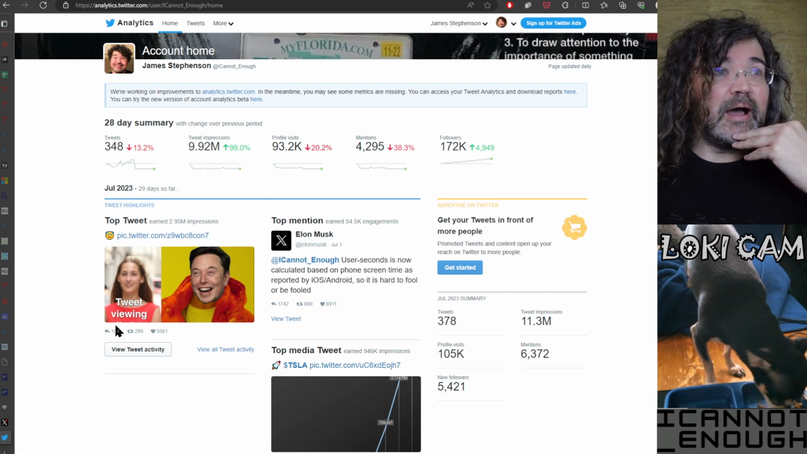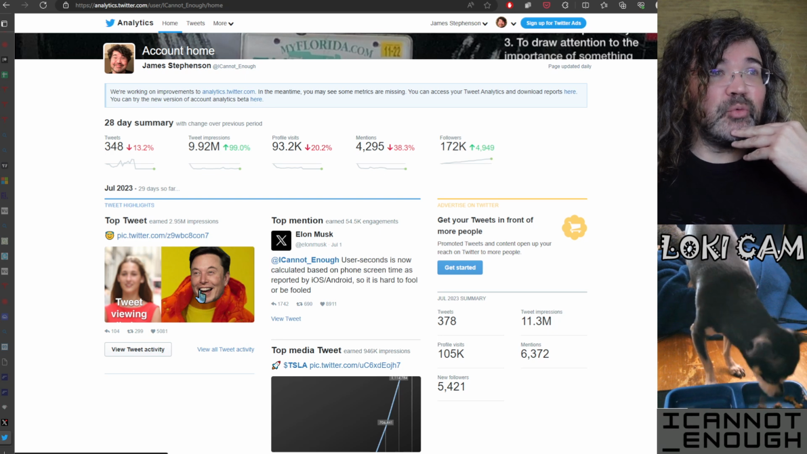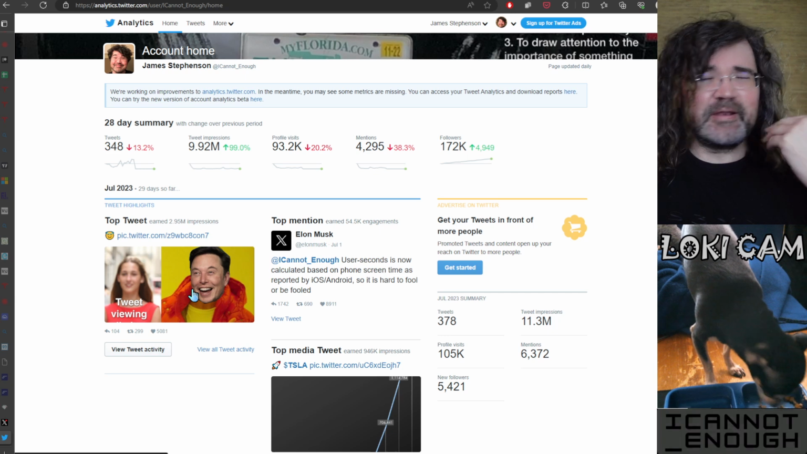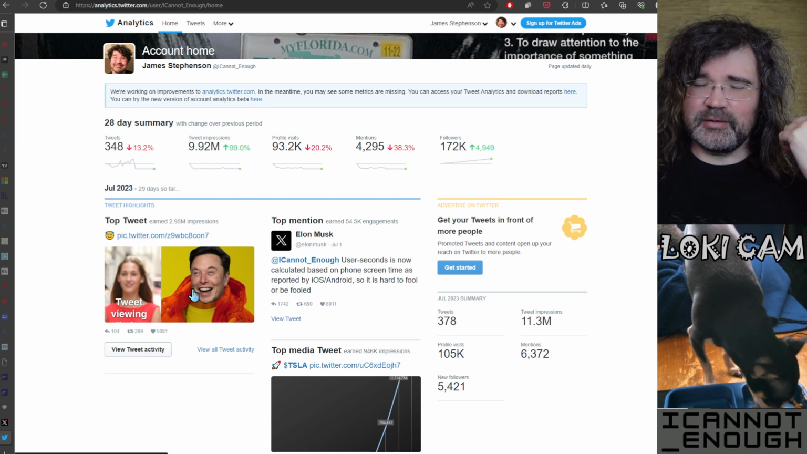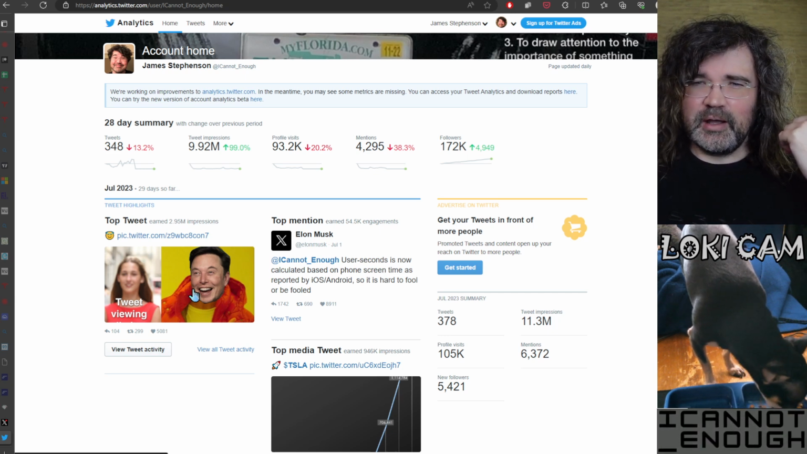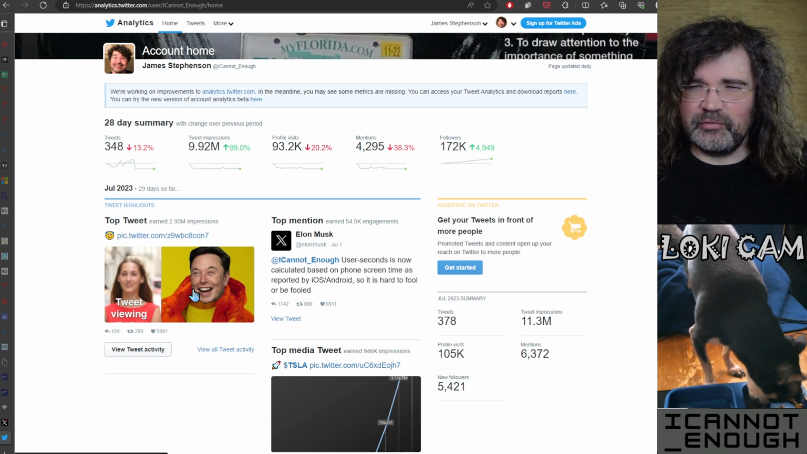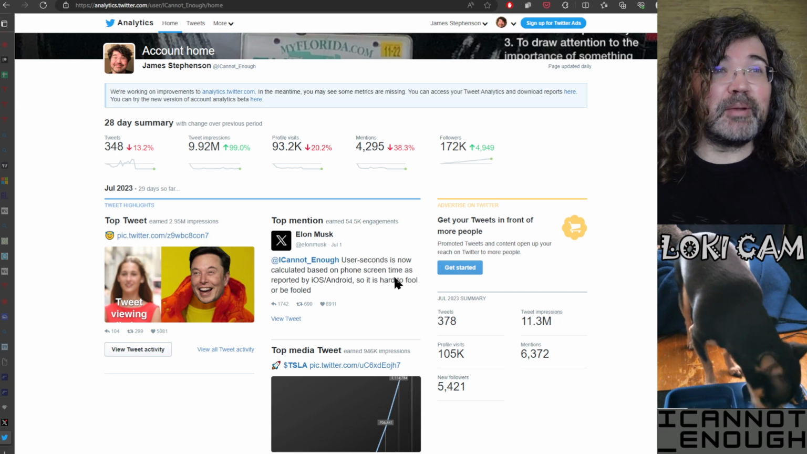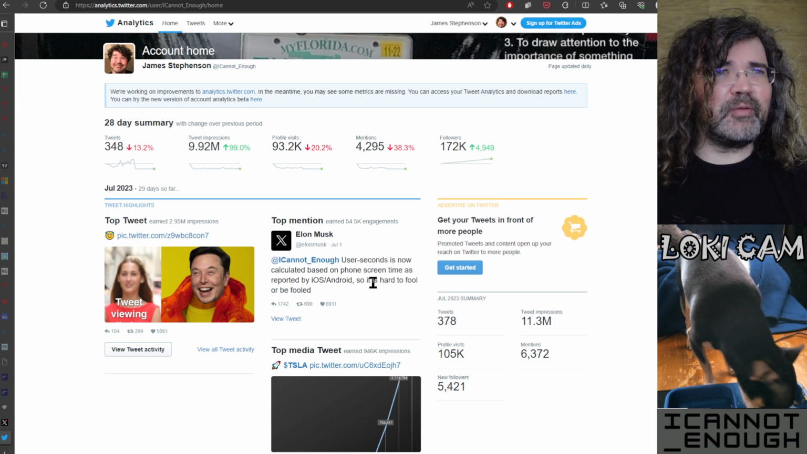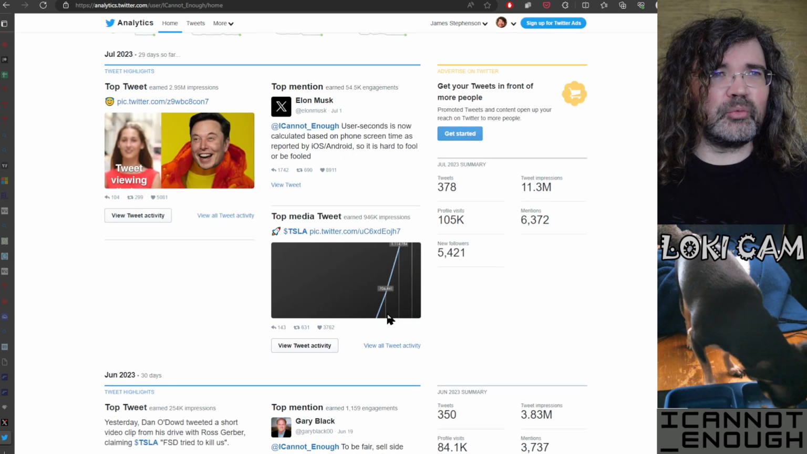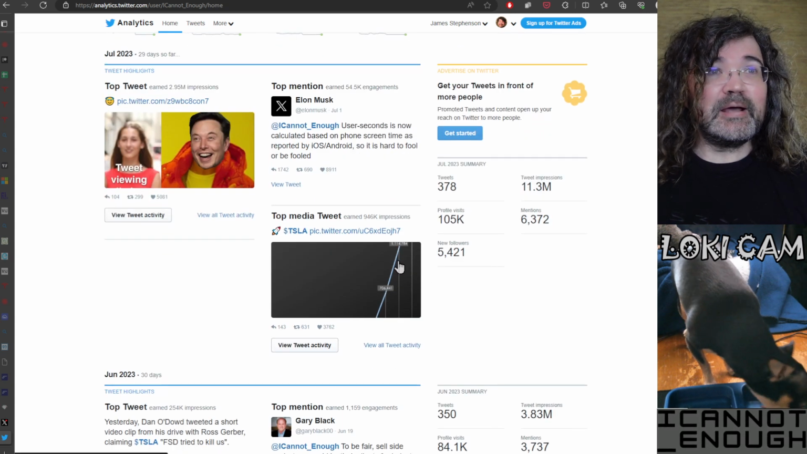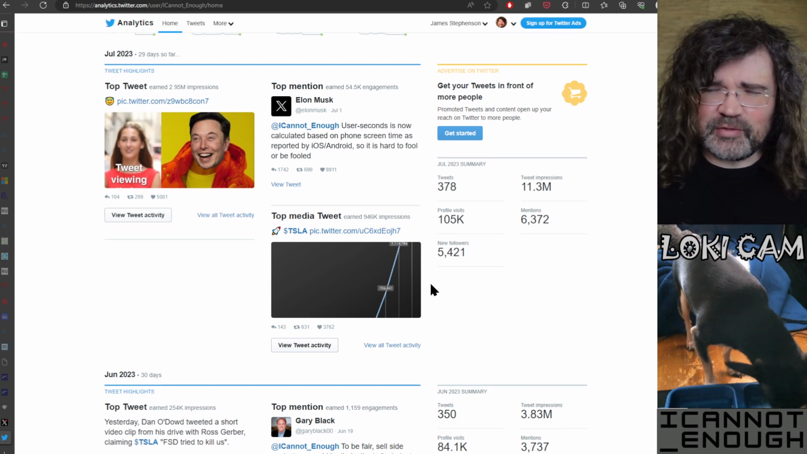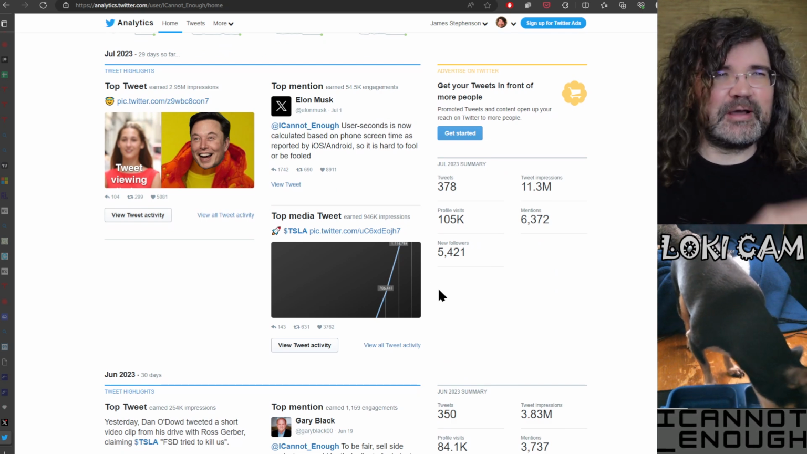Then for July, it's telling me my top tweet was this meme that I posted the day that Elon said he had shut down all the accounts that were pulling down lots of information to train large language models on. Elon replied to it. So that was my top mention, and this was my top tweet. This is my top media. I made a chart about Tesla earnings growth. Most of my content, if you're watching me for the first time, is about Tesla.